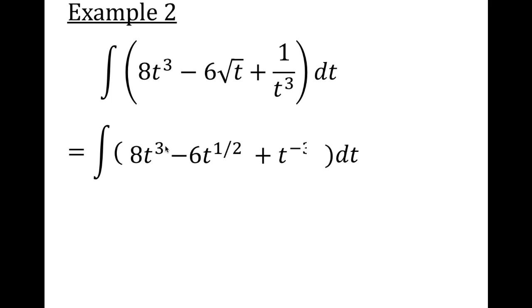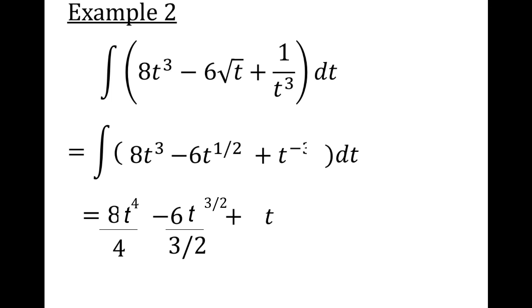So I will add 1 to all of these powers and divide by the new power. So I have my 8t, it'll now be raised to the 4th power, and I'll divide by the new power, 4. Then I'll have my 6t, raise it to the add 1, makes it 3/2 power, divide by that 3/2. And then I'll take this t to the negative 3, add 1, makes it to the negative 2, and I'll divide by negative 2, always adding a plus c to the end.